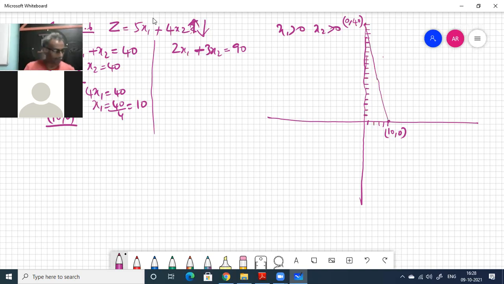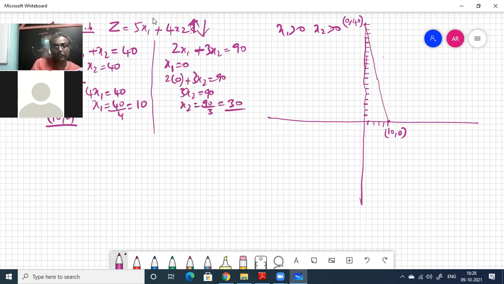Okay, first line you got. Now 2x1 plus 3x2 equal to 90. Put x1 equal to 0. Then what? 2 into 0 plus 3x2 is equal to 90. So 3x2 is equal to 90, x2 is equal to 90 by 3, that is equal to 30. x2 is equal to 30 and x1 equal to 0. So 0 comma 30 is one point.